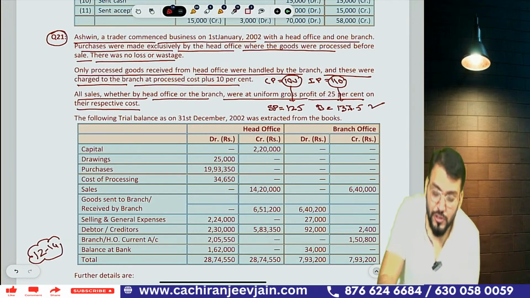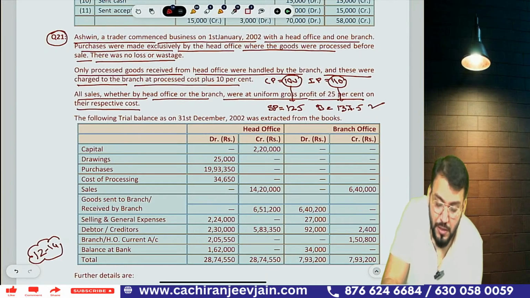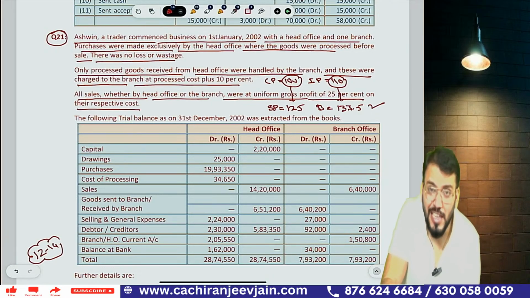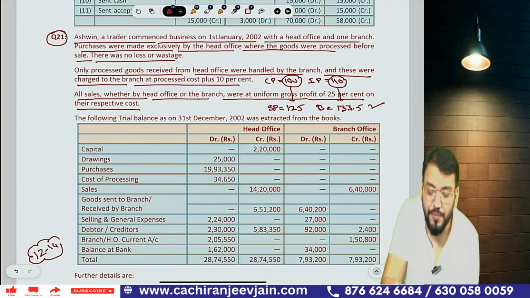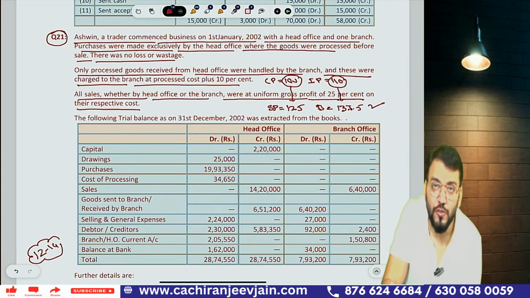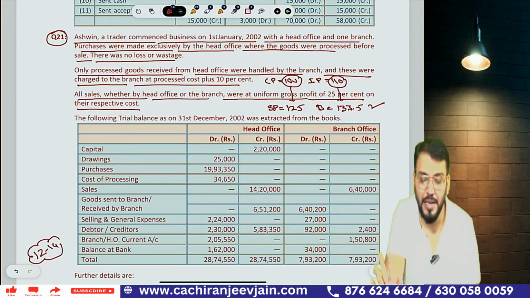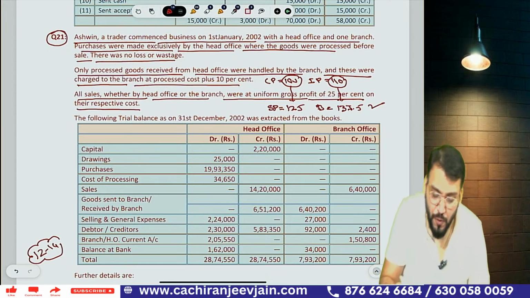Correct. So suppose the cost price of head office was 100. It was sent to branch at an invoice price of 110, and both the head office and branch sell their goods to the outsider at 25% on their respective cost. Therefore, the sale price of head office will be 125 and the sale price of branch will be 137.5. Understood?